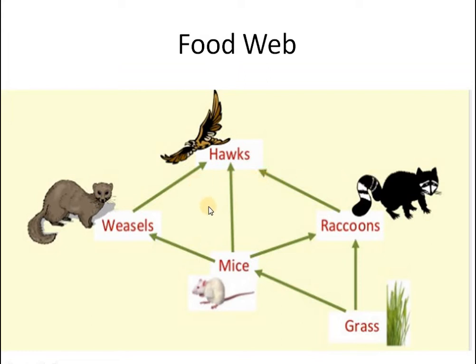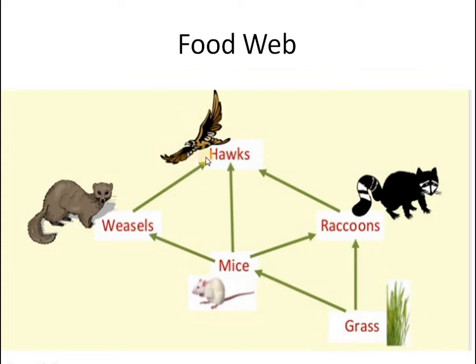Now, if you see, there is a web. There are multiple food chains which are connected, but if you see, it is starting from a producer, which is grass. This grass is eaten by mice and raccoon. This mice is also eaten by raccoon. This raccoon is eaten by hawk. This mice is eaten by a hawk. Mice is also eaten up by weasels, and weasels are also eaten by hawk.